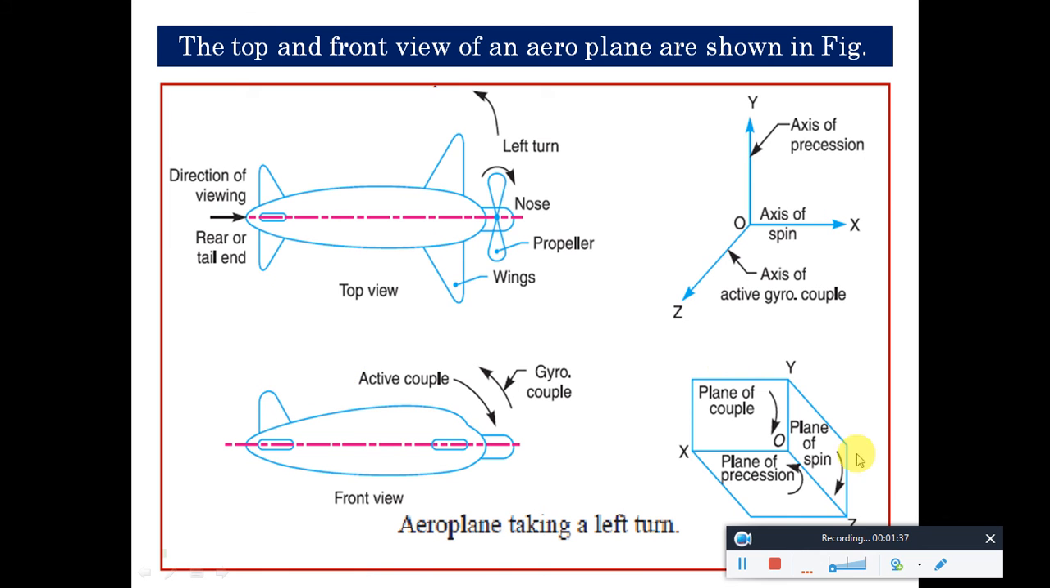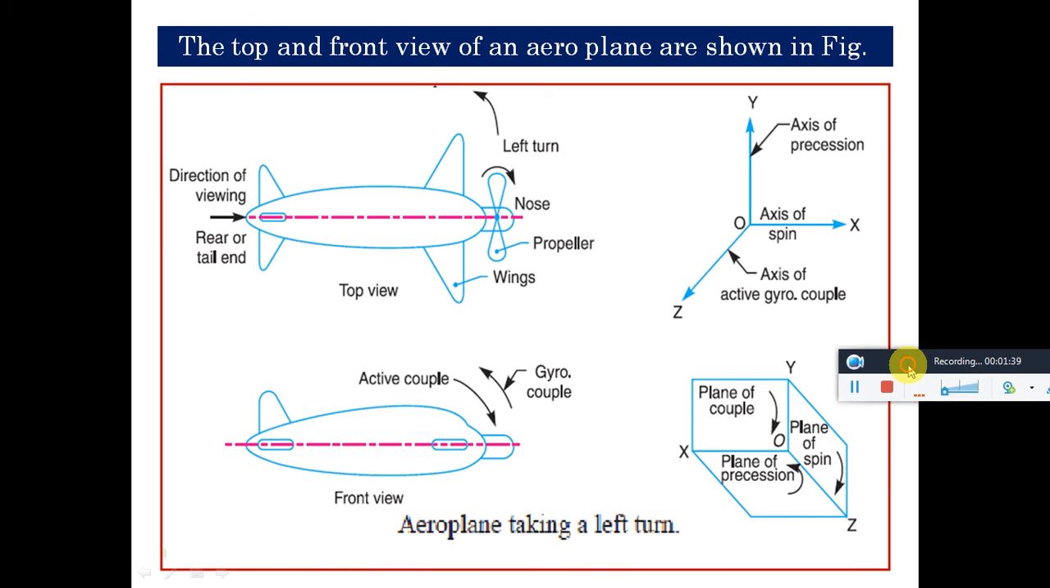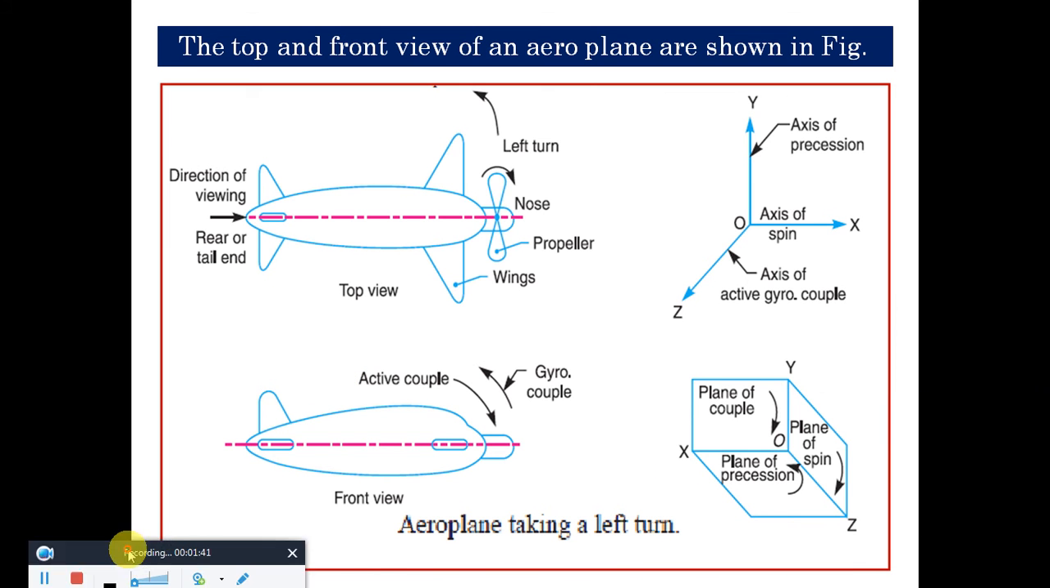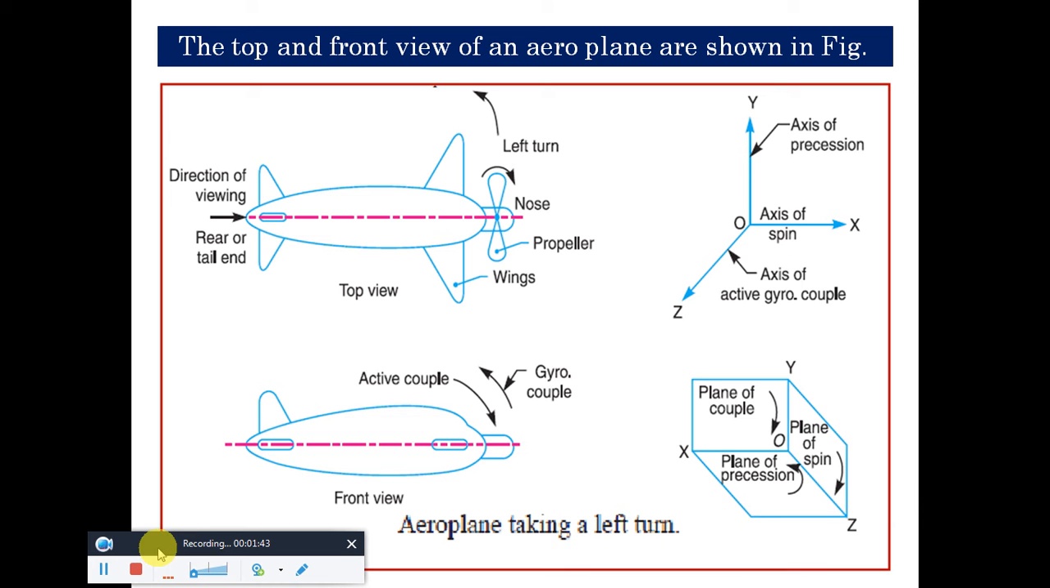And in this slide, you can see the front and the top view of this aeroplane. This is the front view and this is the top view. Suppose you are viewing from the rear or tail end. Here this one is the nose and this one is the rear or tail end. So we are viewing from the tail end. The propeller is rotating, either clockwise or counterclockwise, and these wings are there.